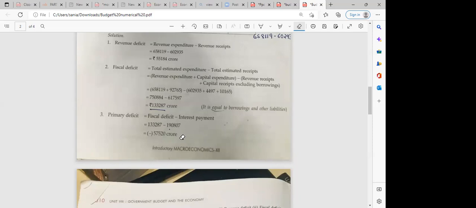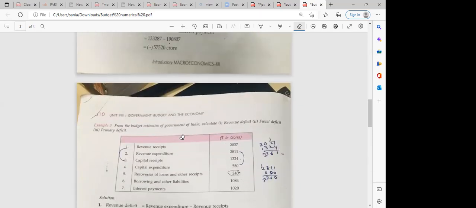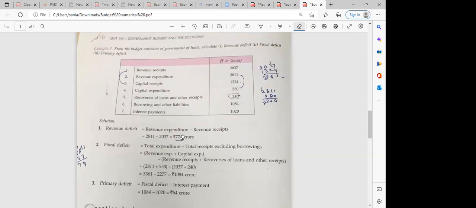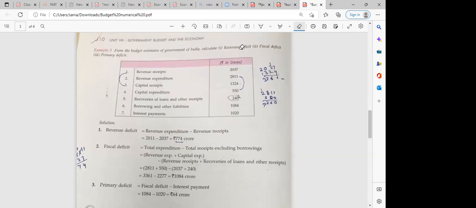Yes, ma'am. Okay, so the other question is over here. Take the screenshot along with the solution so that you can practice it. Similarly, you have to find the revenue deficit, fiscal deficit, and the primary deficit.